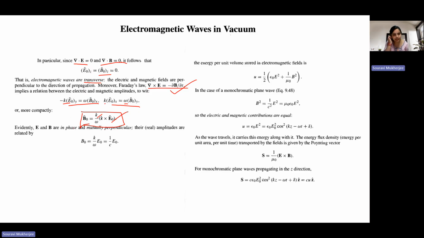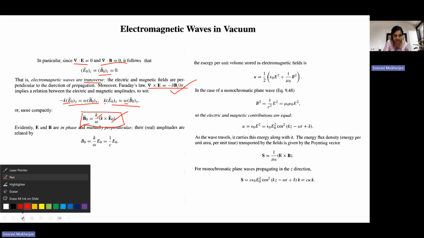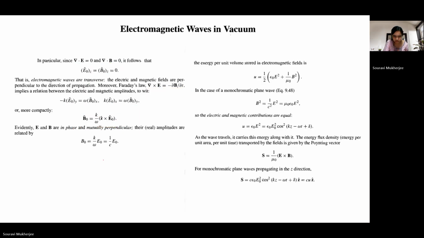And the electric field and magnetic field are mutually perpendicular, and they're also perpendicular to the direction of propagation, that is the k vector. Okay, the amplitudes, as you can see, are related by this relation here.